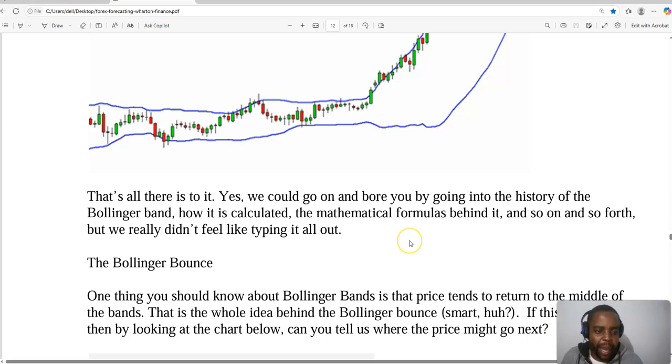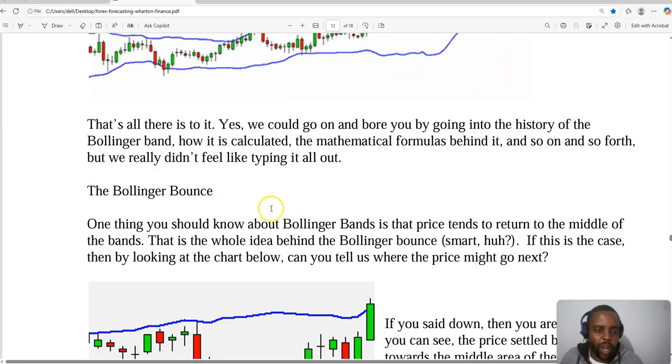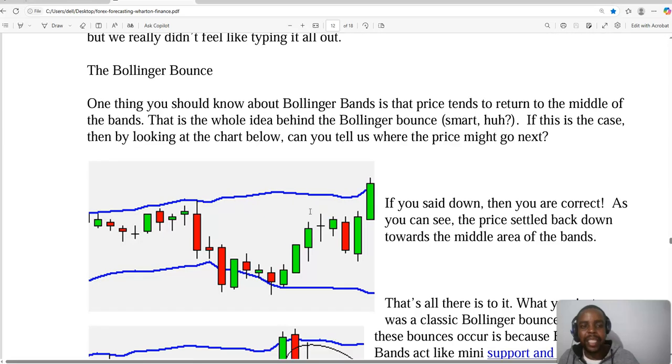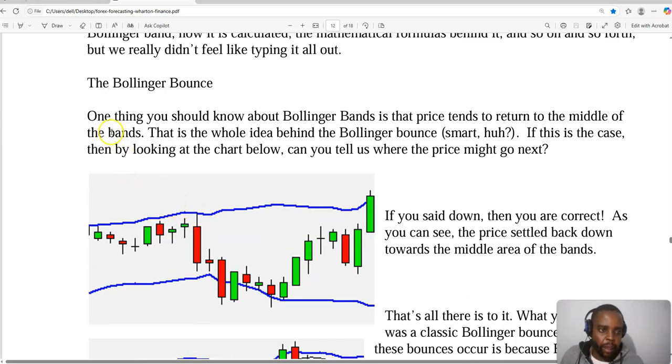Now you also have a strategy called Bollinger Bands, not a theory. It's a strategy that you can employ when you are using Bollinger Bands. One thing you should know about Bollinger Bands is that the price tends to return to the middle of the bands. Price tends to go right back in the middle of the band. That is the whole idea behind Bollinger Bands.